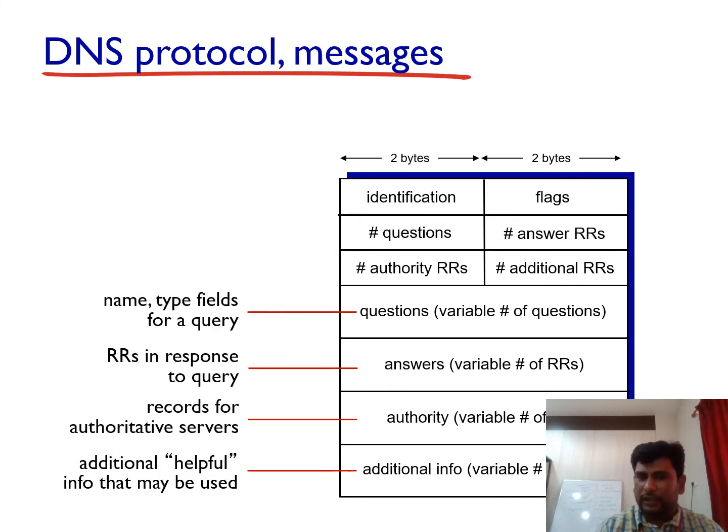The questions are related to the name and type fields for the query. Then the answers will be in the resource records in the response to the query, whatever query we have mentioned with the name and type fields. The records for the authoritative servers will be available here, and then there is additional information which may be helpful for further processing.